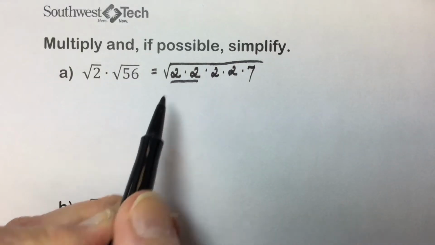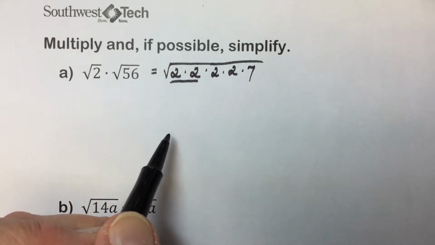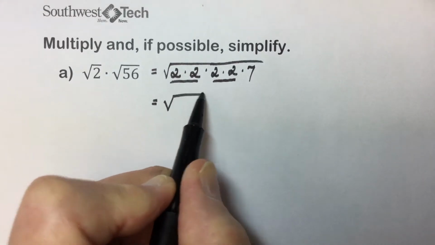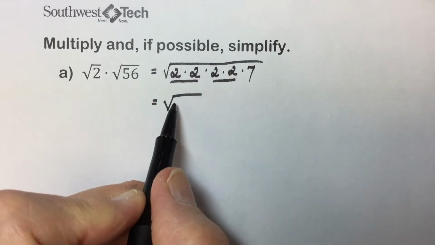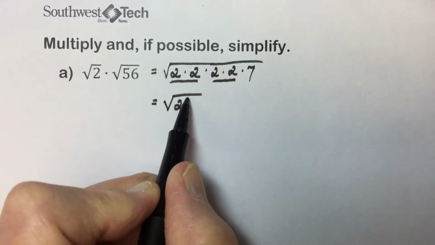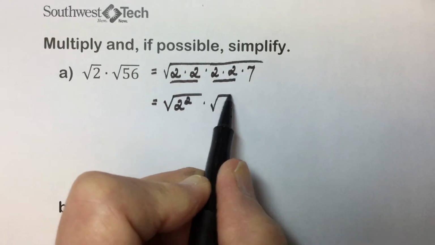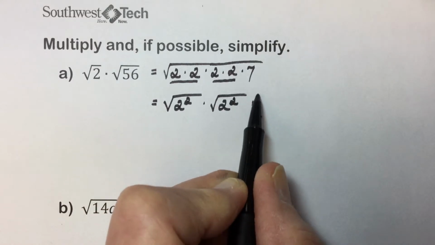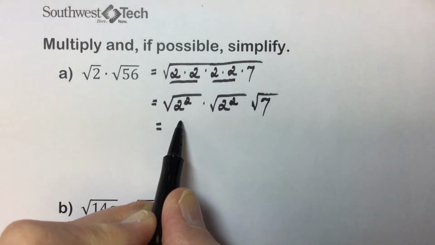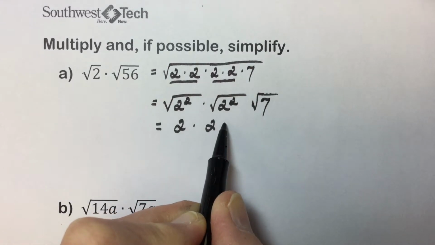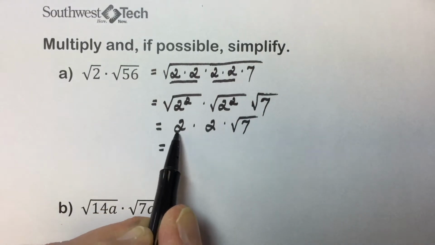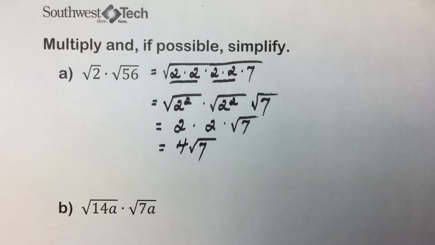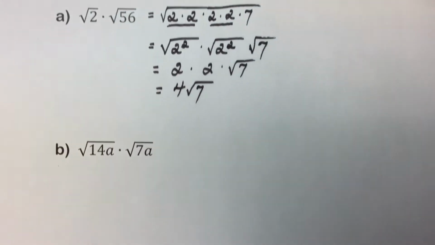Note that 2 times 2 is 4, which is a perfect square, and likewise we have it again. So we have, in this first two factors, the equivalent of square root of 2 to the second power. Likewise with this next pair of 2's, 2 to the second power, square root of it, and our square root of 7. Simplifying, we'll have a 2 and a 2 with our square root of 7. Multiplying, to simplify further, we have 4 times the square root of 7 for our final simplification of this problem.